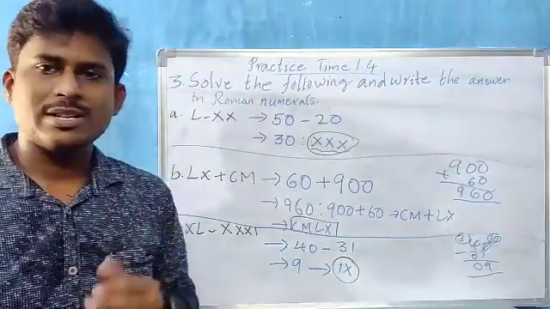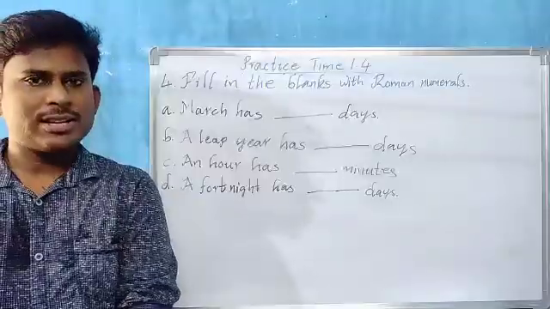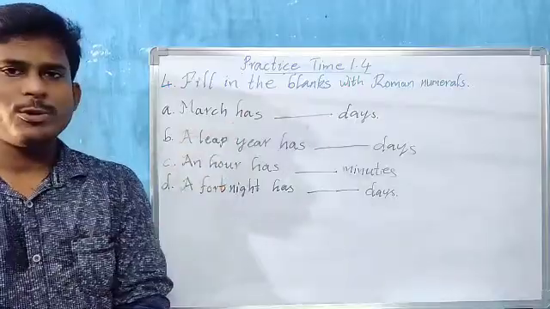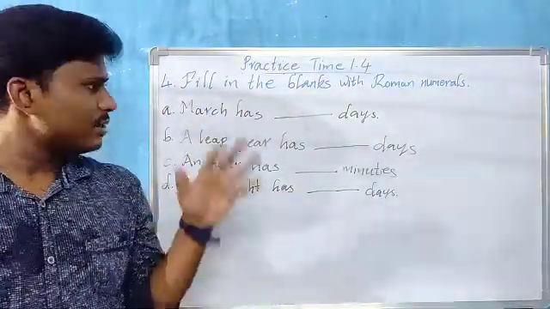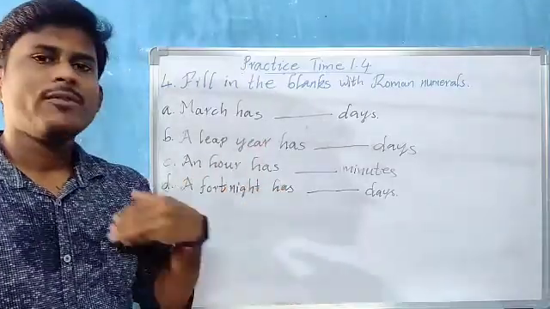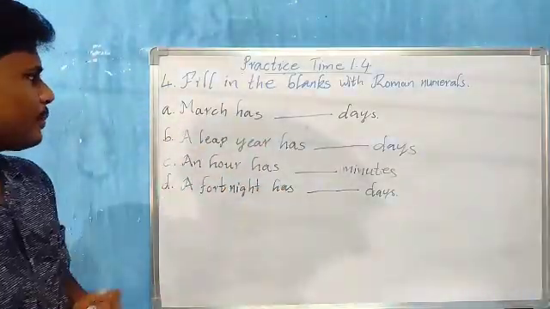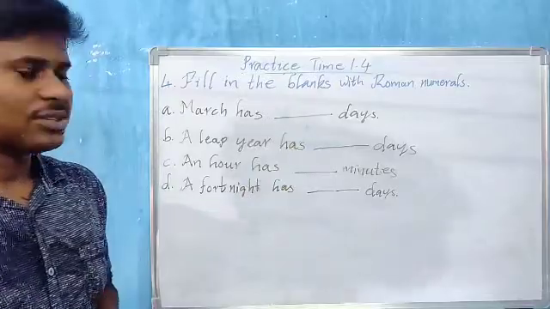Let us go for the next bit, children. So children, fill in the blanks with Roman numerals, fourth bit. The blanks are given. We know the answers well in Indo-Arabic numerals. We have to write them in Roman numerals, children. So March has how many days, children?